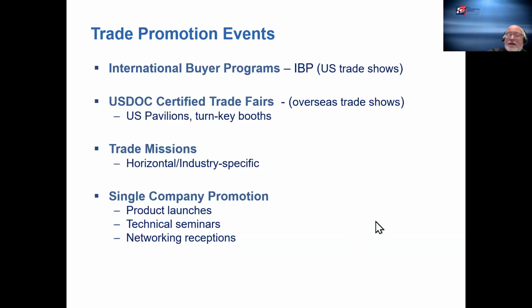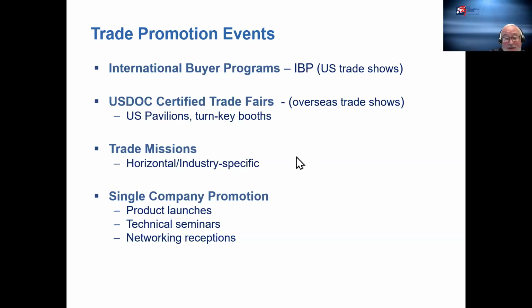We also do other programs that complement all of our matchmaking programs. Our international buyer programs are where we recruit delegates of foreign buyers to come to U.S. trade shows to meet with U.S. exporters. And we do certified trade fairs overseas where we buy up floor space at trade shows, label it a U.S. pavilion, and then turn around and sell it at a discount to U.S. exhibitors to encourage them to participate in the trade show. At those, we also do B2B matchmaking events, as we do with the international buyer programs.